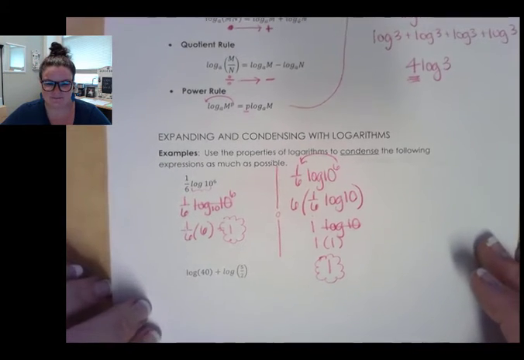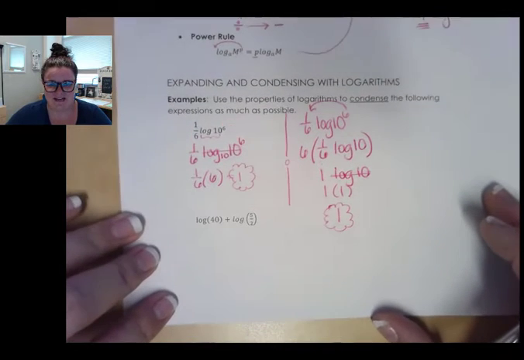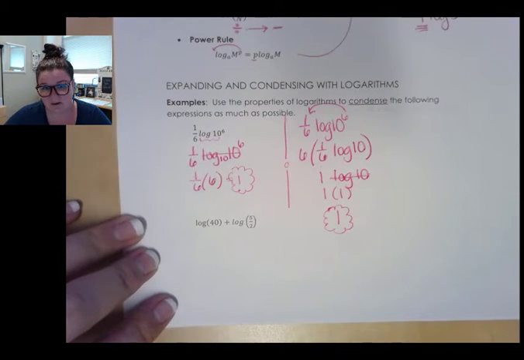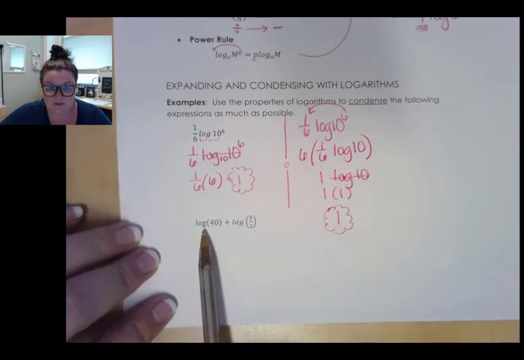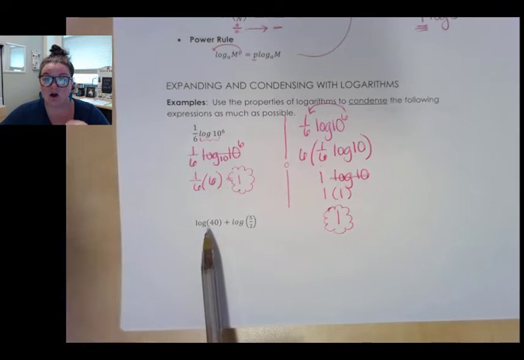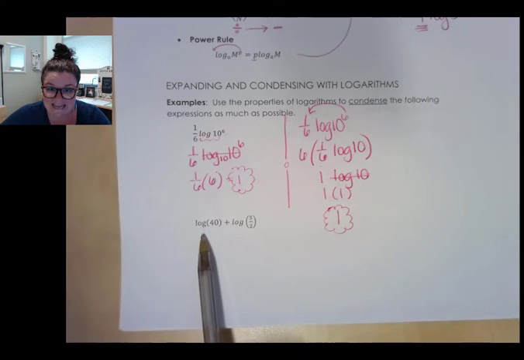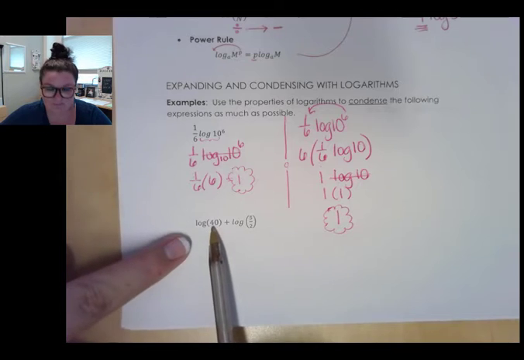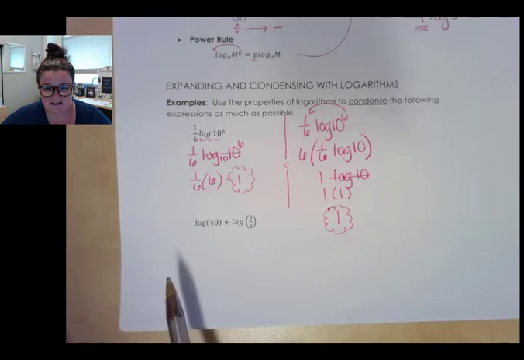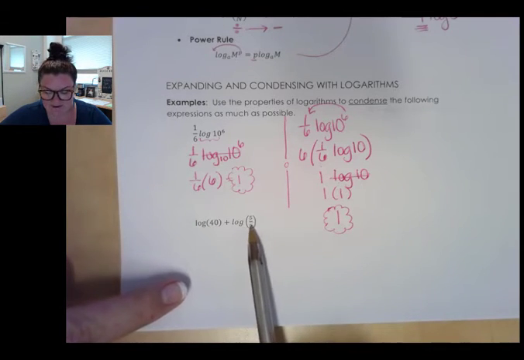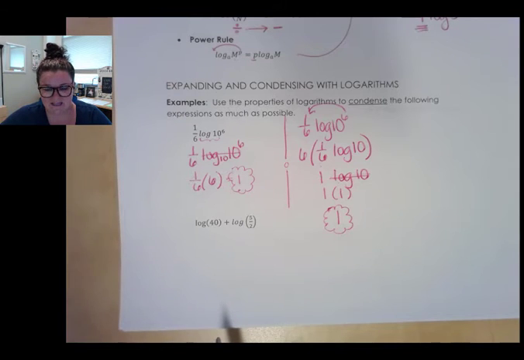Let's look at another one. Now this one may not stand out as anything we can do easily in our brain because, again, we don't have a subscript, so that means this is a common log. It's log base 10, but notice 40 is not a power of 10, and same thing over here, 5/2 is not a power of 10. So that really doesn't help me.